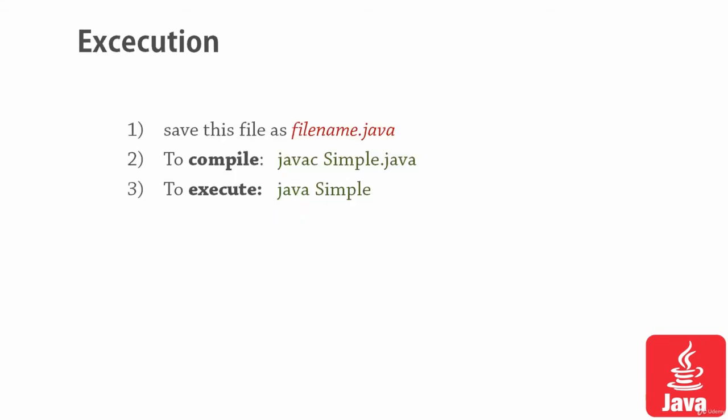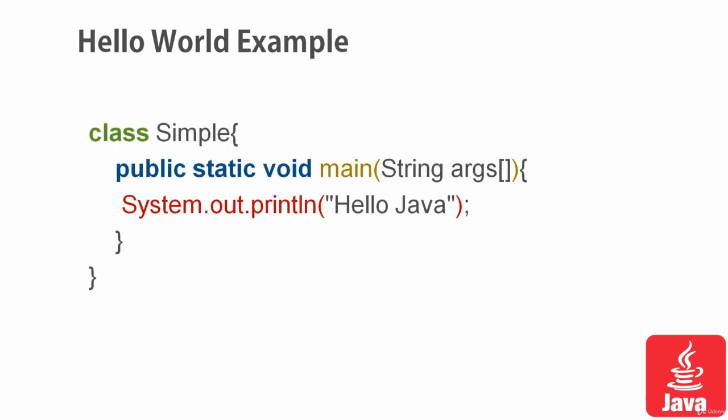After we are done with this Java file, we need to save it in the filename.java format. The file name should be the same as the class name. The class name was Simple, so we save this file as Simple.java.